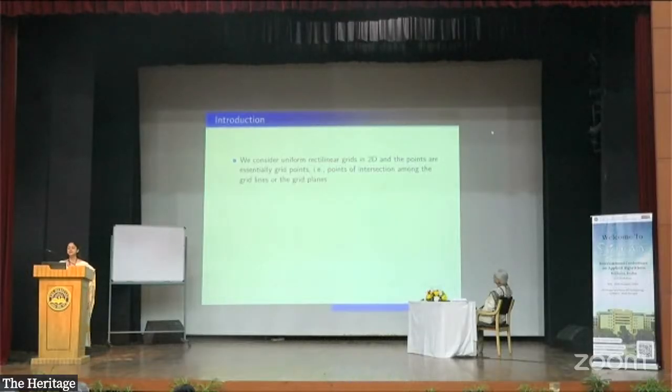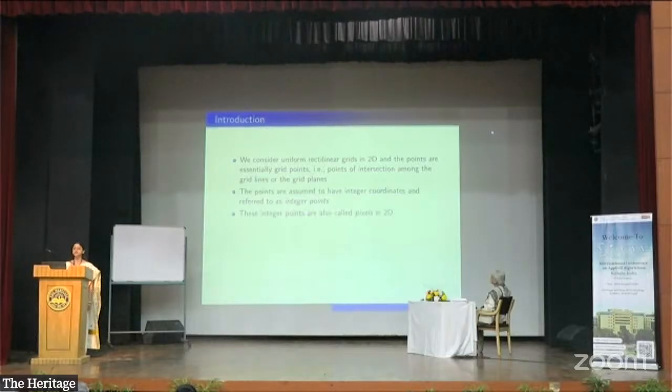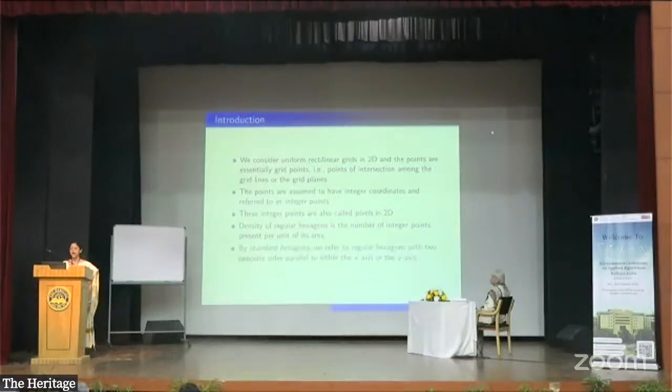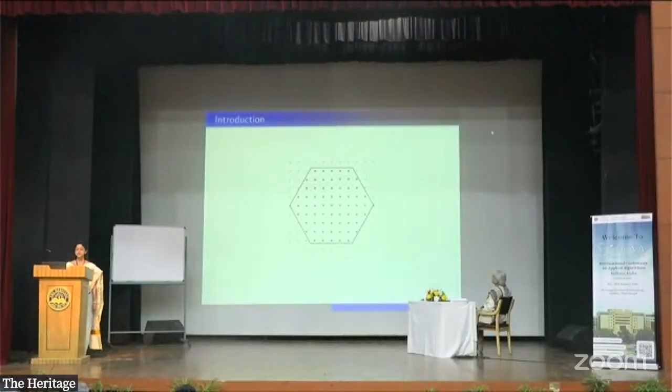In this work, we considered a uniform rectilinear grid in 2D, and all the input points are present at each intersection of the grid lines, and they are called grid points. These points are assumed to have integer coordinates and so are referred to as integer points. In 2D, these integer points are referred to as pixels. Density of regular hexagons is the number of integer points present in the hexagon per unit area, and by standard hexagon we refer to the regular hexagon whose opposite sides are parallel to either the x-axis or y-axis. Here, for your reference, is a standard hexagon with radius 5 and the center is integral.